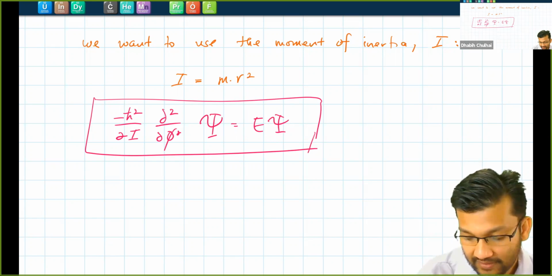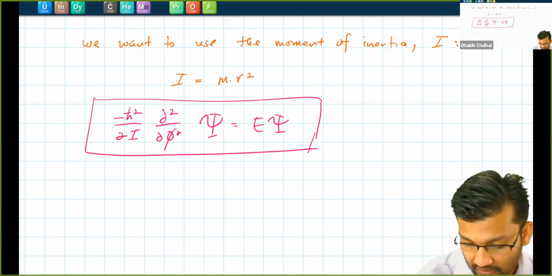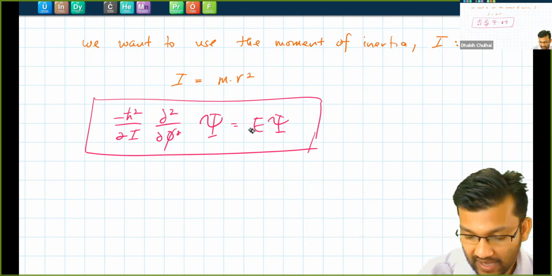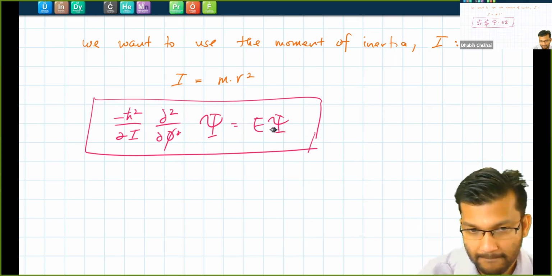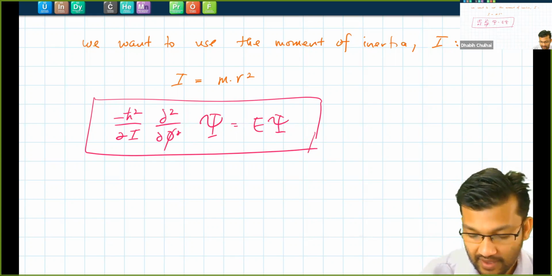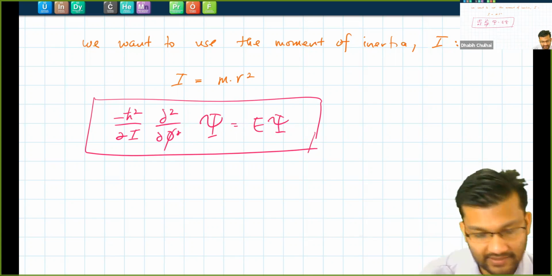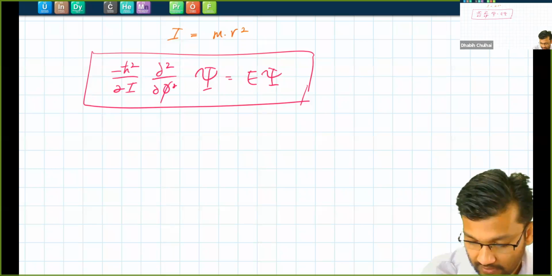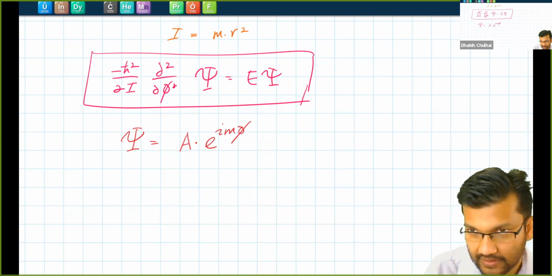So now we need to think what function, when you take the second derivative with respect to some variable, in this case it's phi, you get back a constant times that same function. What function satisfies this? We did cosine and sine and all of that works. The general case here is the wave function is going to be some constant, we call it A, times e to the i m phi.